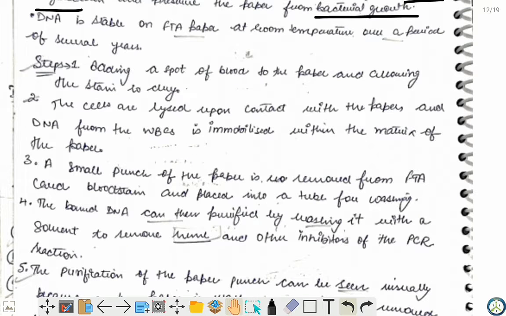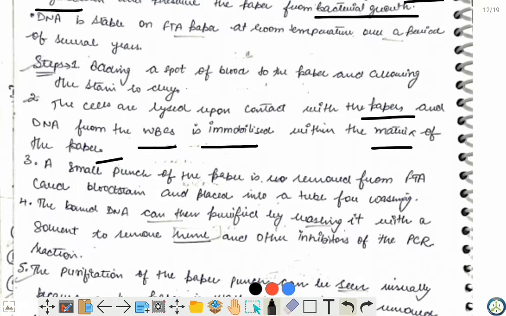The steps are very simple here. First of all, we have to take the FTA card. Then we have to put a drop of blood on the FTA card. The cells are lysed upon contact with the paper, and the DNA from the WBC is immobilized within the matrix of the paper.